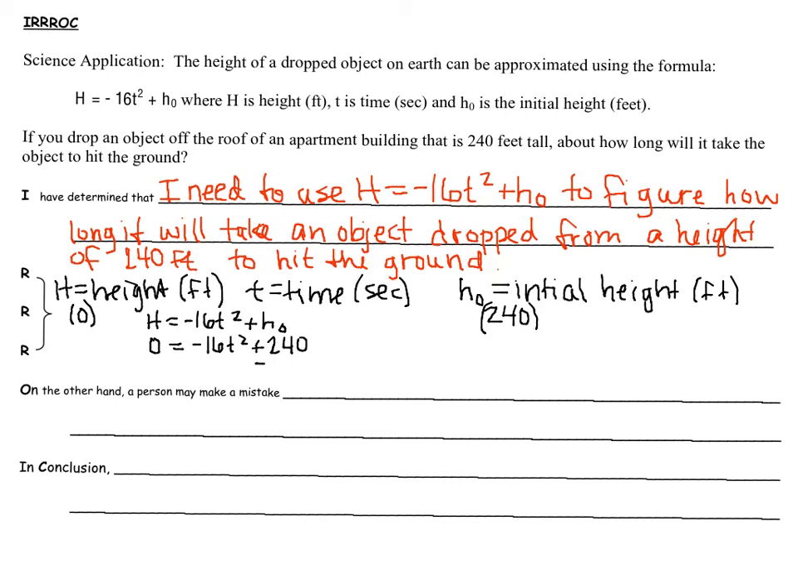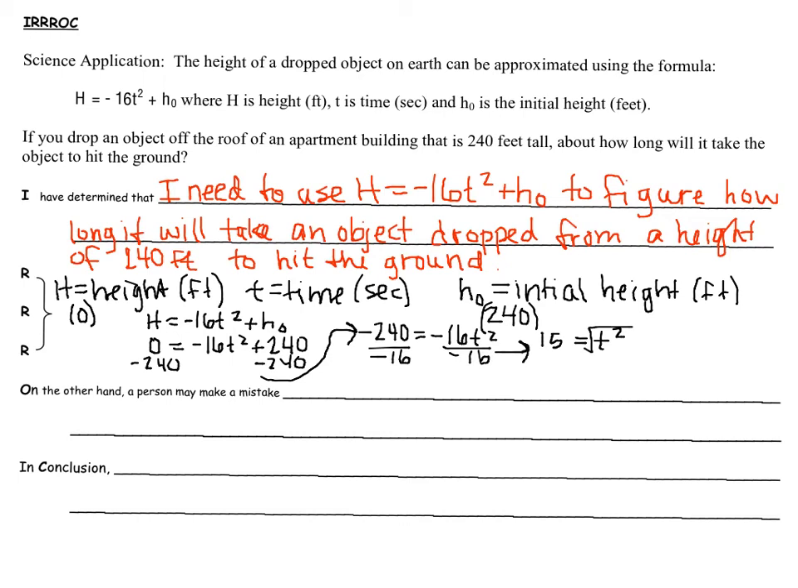So I'm going to subtract 240 from both sides. Okay, I'm going to put an arrow over here, so I'm going to move this over. So I have negative 240 equals negative 16t squared. Divide both sides by negative 16 to get that t squared alone. Okay, I'm going to move this over again, show an arrow. I'm just running out of space here. Negative 240 divided by negative 16 is 15 equals t squared.